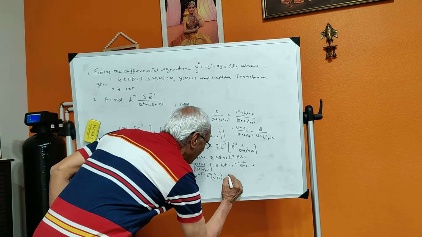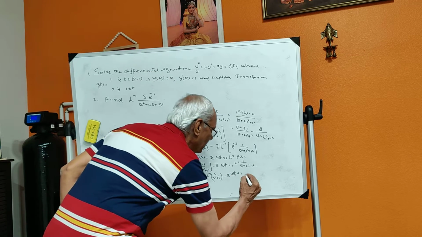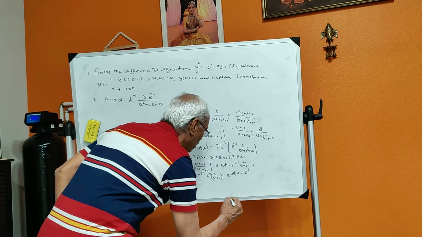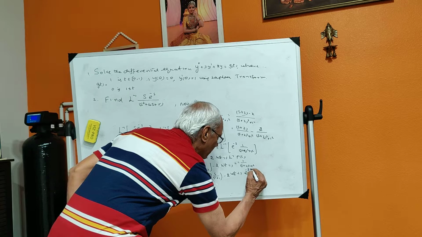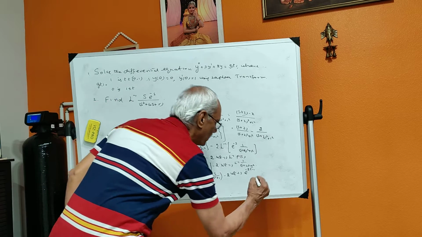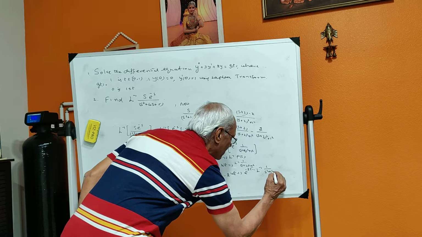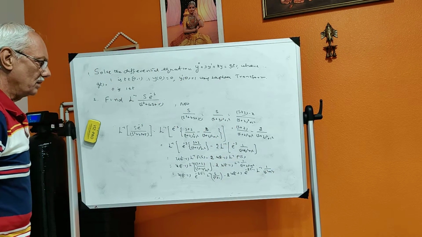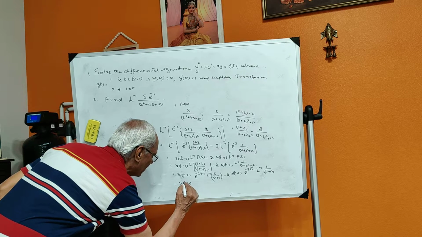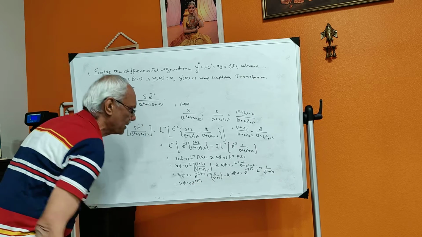Likewise, this is minus 2 into u of t minus 1 into, again here, because of the step function, e to the power of minus 2 times (t minus 1) into L minus 1 of 1 by s square plus 1. But what do you get for this? u of t minus 1 into e to the power of minus 2 times (t minus 1).